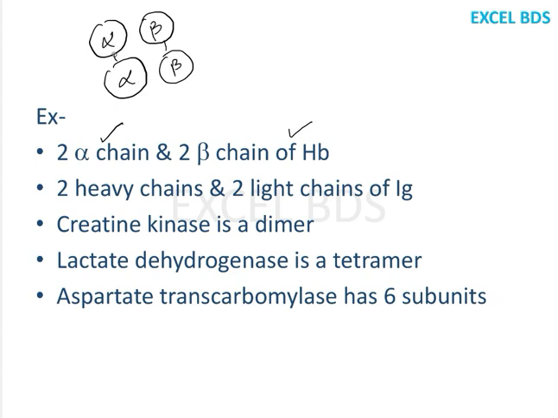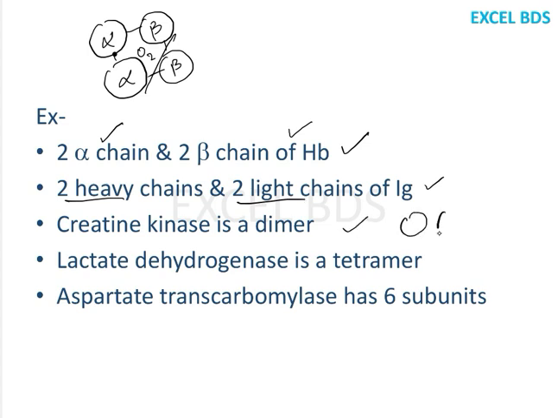They all come together to form one protein, hemoglobin, which helps in carrying oxygen. If you remove any one of these, it will not function. The protein will lose its function. So examples include hemoglobin, 2 alpha and 2 beta. Similarly, immunoglobulins, which fight against infection, have 2 heavy chains and 2 light chains.